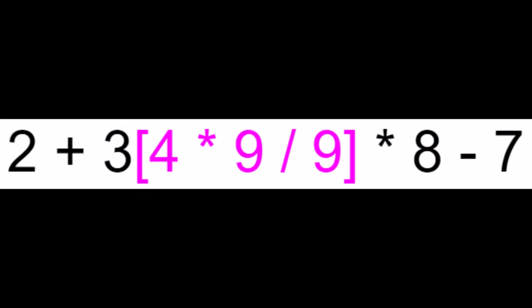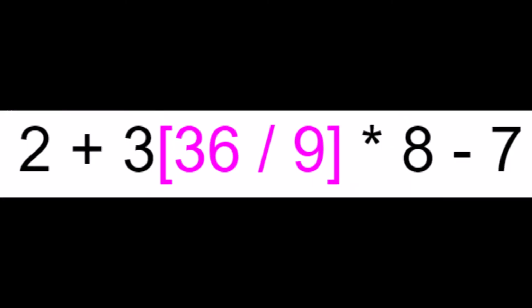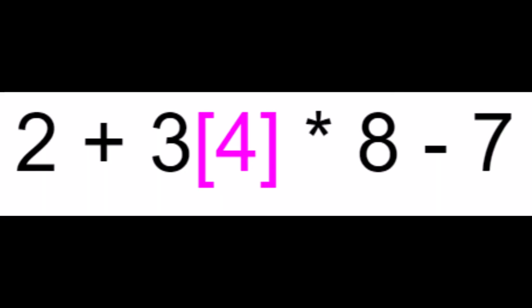Next are multiplication and division. These are in the other order in the BODMAS acronym, but it does not matter because it just means to do multiplication and division at the same time in the order you encounter them from left to right. We can now evaluate the multiplication and division within our parentheses. We have 4 times 9 divided by 9. This evaluates to 36 divided by 9, which comes out to 4.